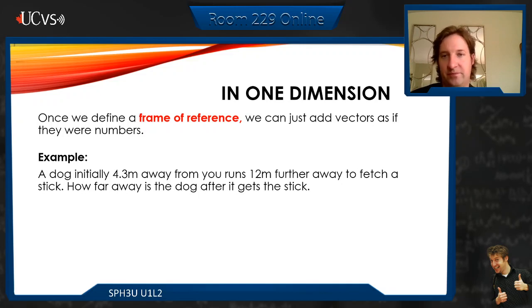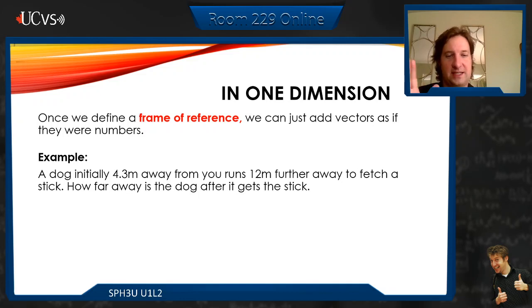So we have a dog. It's initially 4.3 meters away from you. So there we've defined a reference point, and let's say the reference point is me. That's our 0. The dog is in front of me 4.3 meters. That's our first position. They run away from you 12 meters to fetch a stick. How far away is the dog after it gets the stick? Now that's pretty straightforward. You can answer that yourself, right? We can say 16.3 meters. We know the answer right away.